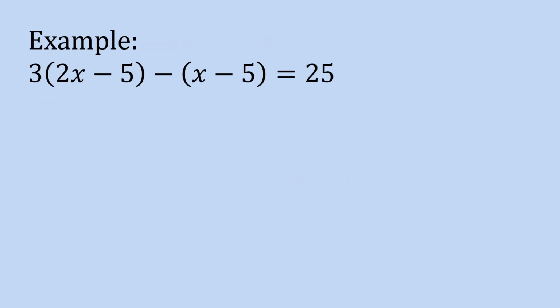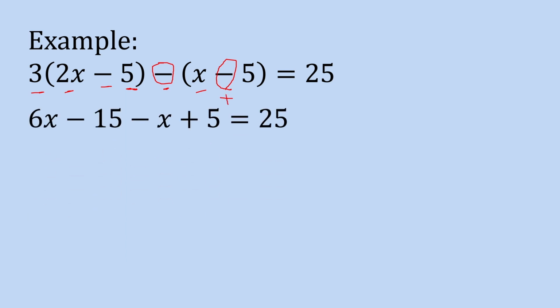Next example: 3, in brackets, 2x minus 5, close the bracket, minus, in brackets, x minus 5, close the bracket, is equal to 25. So here 3 times 2 is 6x, minus 5 times 3 is 15, so minus 15 minus x, and this minus and minus sign will convert to plus, so plus 5 is equal to 25.